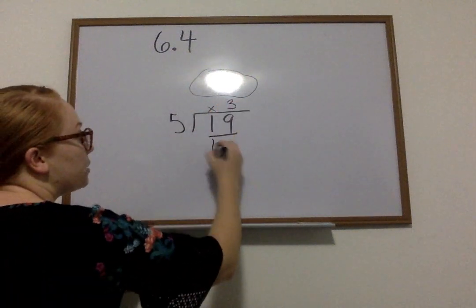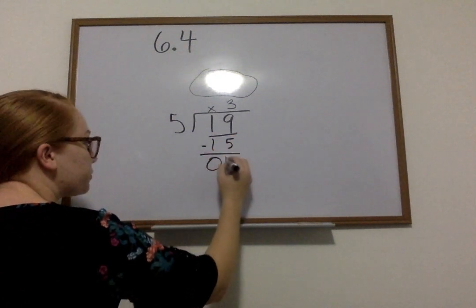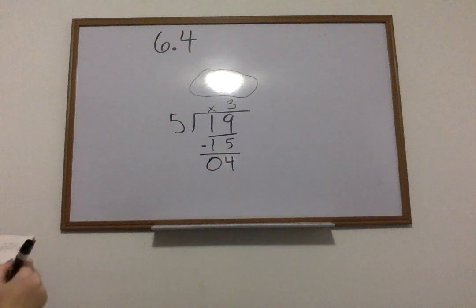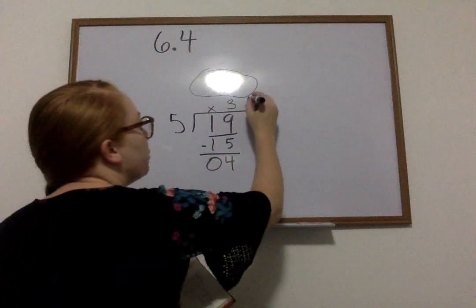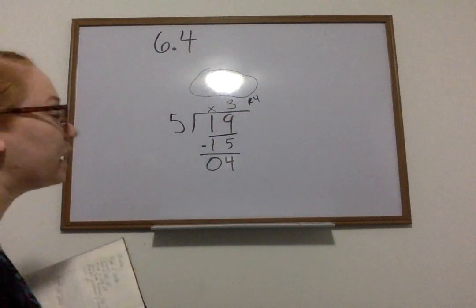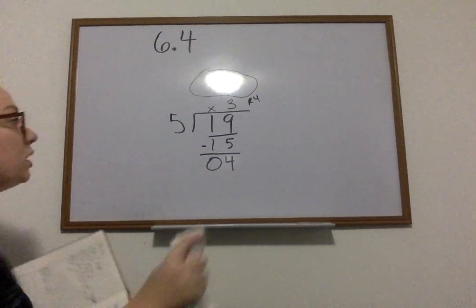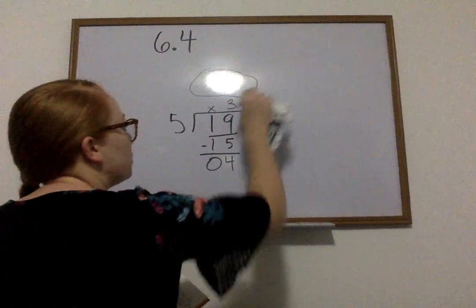5 times 3 is 15. They would subtract it out. Then they're left with a 4. Can they just say, oh, it's going to be 3, remainder 4? Are we allowed to do that now that we're dividing with decimals and we're not supposed to have any remainders anymore? Nope, you can't do that.